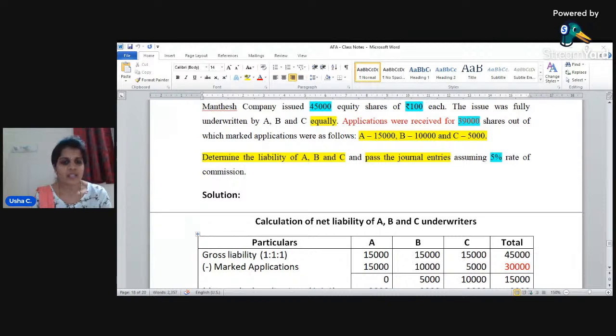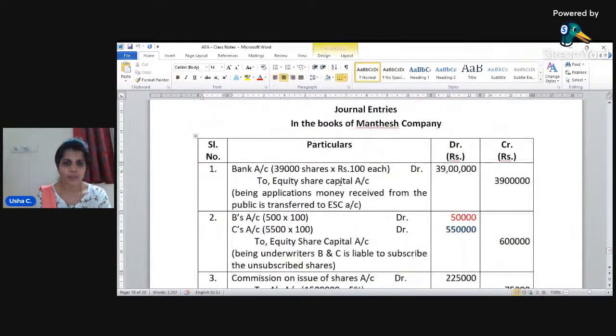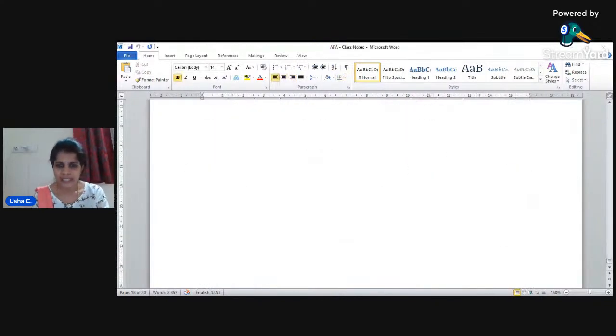Today we were discussing underwriting of shares, right? We have done one problem about the underwriting of shares, how to calculate the net liability of the underwriters. Now we'll discuss one more problem. We'll solve one more problem with regard to this. I will share the problem with you.